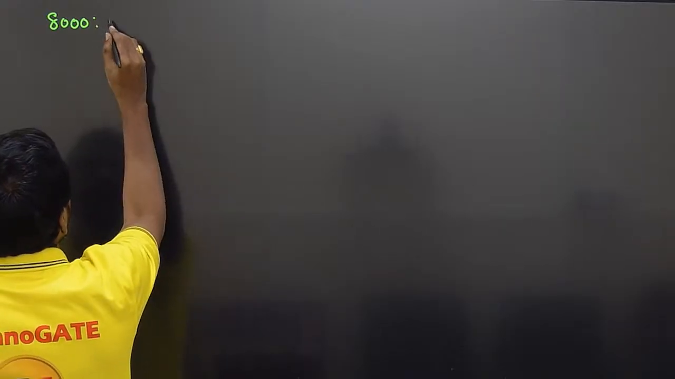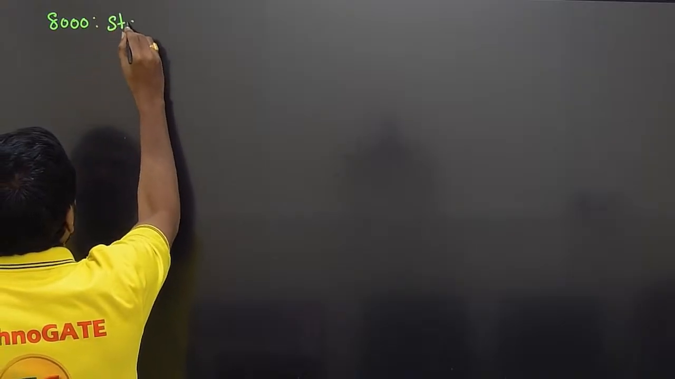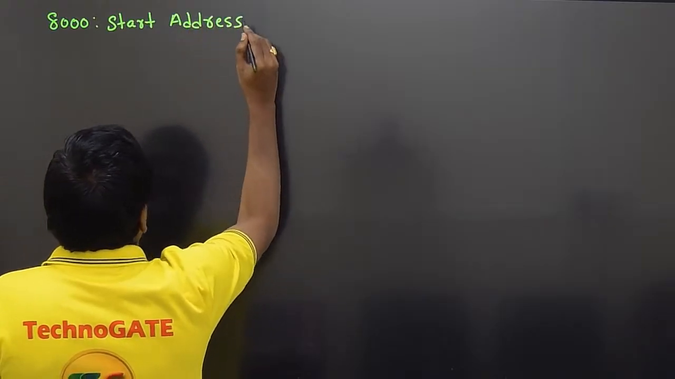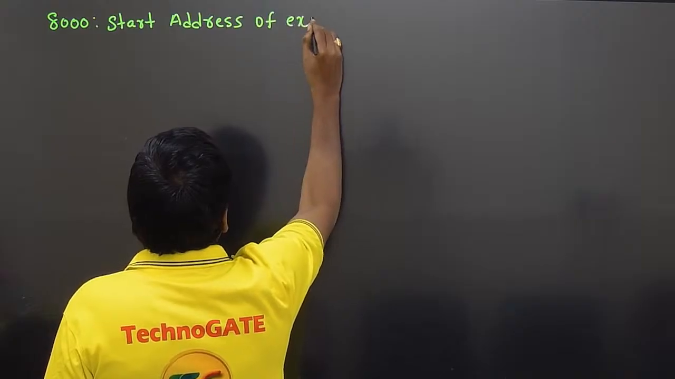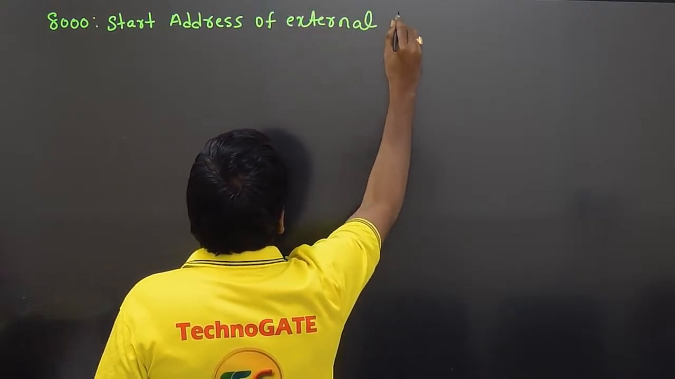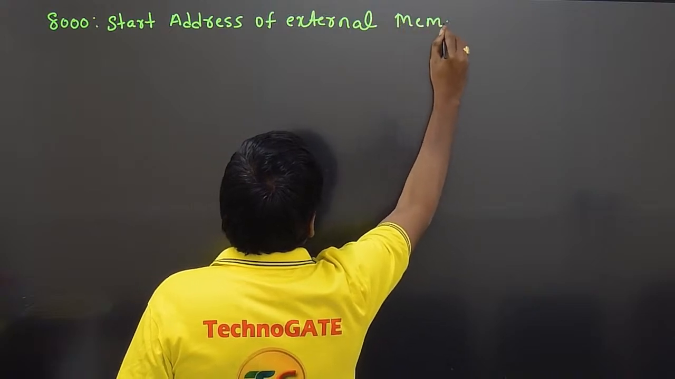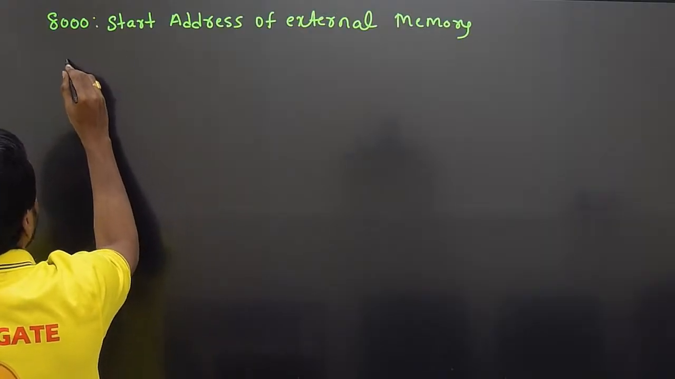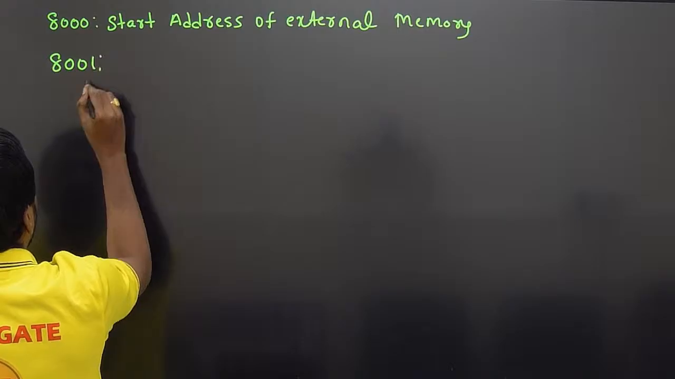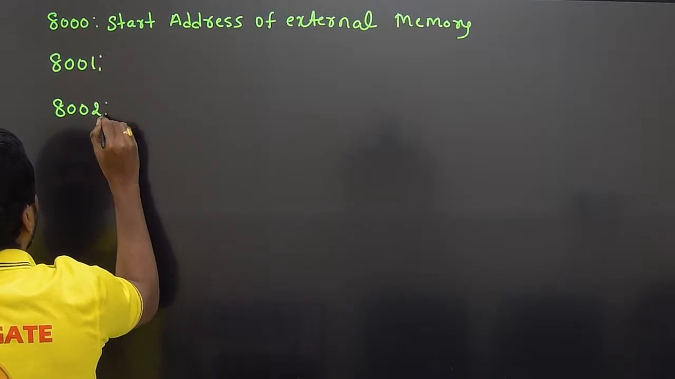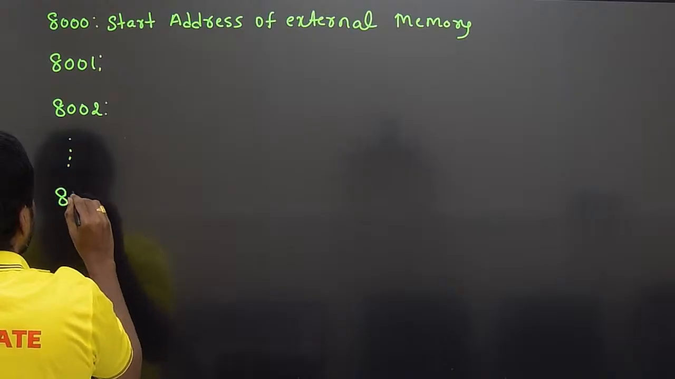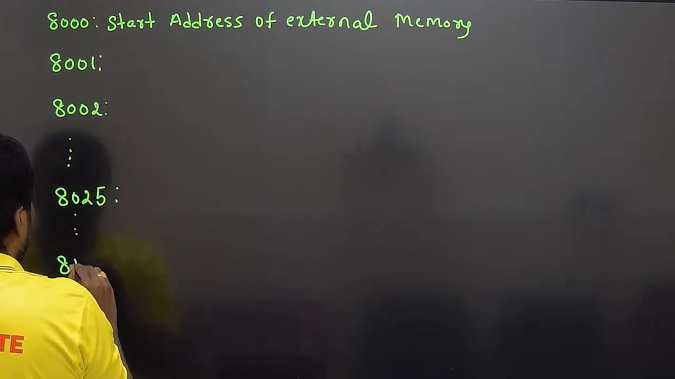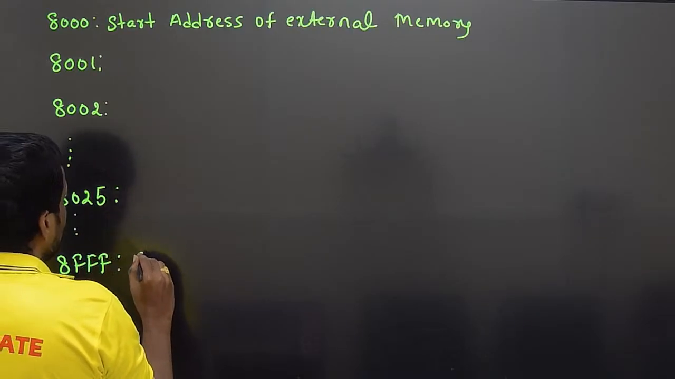So 8000 is the starting address of external memory. What is 8000? 8000 is the starting address of external memory. Okay. Now 8001, 8002, like that, so on, 8025. Next 8FFF. Okay. So this is the last address location, the last address of external memory.